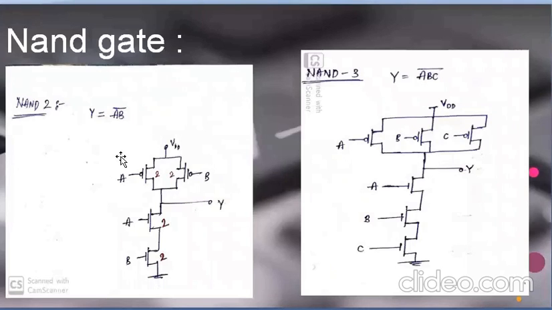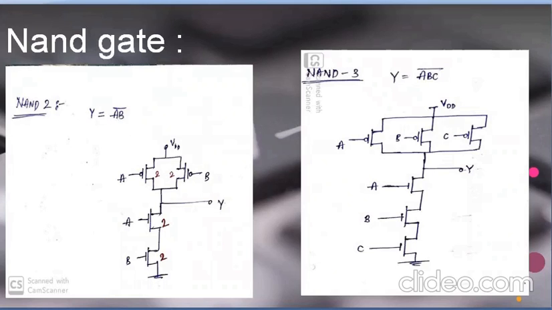Now let's see how to implement a NAND gate using CMOS technology. Here for the NAND gate, let's say we have taken a 2-input NAND gate, and my inputs are A and B. The Boolean expression for the NAND gate is Y equals (A into B) whole bar.